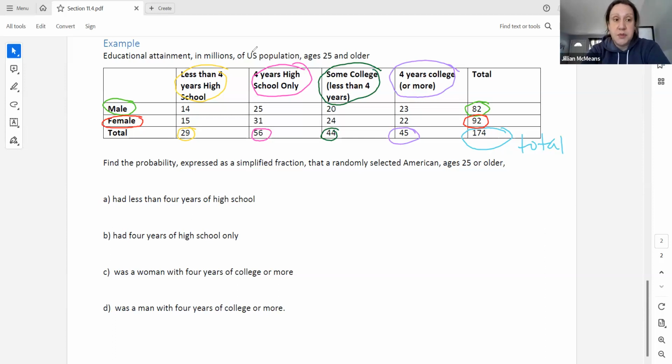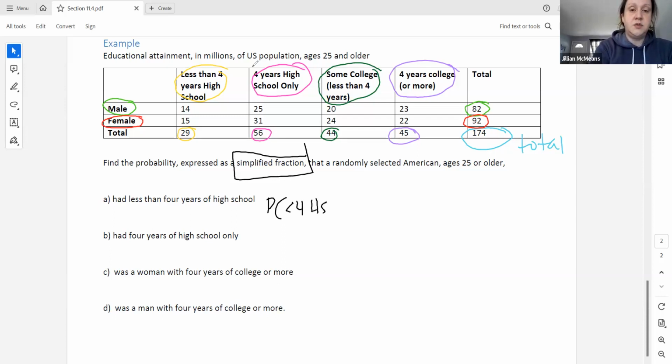Okay. So the problem says find the probability expressed as a simplified fraction. Okay. Make note of how they want the answer. In this case, they want simplified fractions. Okay, that a randomly selected American ages 25 or older is going to fit one of these categories. So we want the probability that this person had less than 4 years of high school. So I'm just going to do less than 4 and then HS for high school.